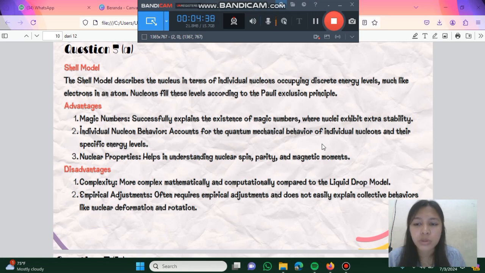Number 3 is nuclear properties, so it helps in understanding nuclear spin, parity, and magnetic moment. And the next is disadvantages. Number 1 is complexity, it is more complex mathematically and computationally compared to the liquid drop model. And number 2 is empirical adjustments, it often requires empirical adjustments and does not easily explain collective behavior like nuclear deformation and rotation.